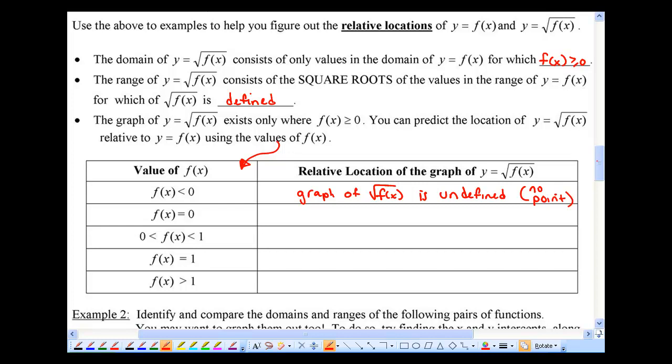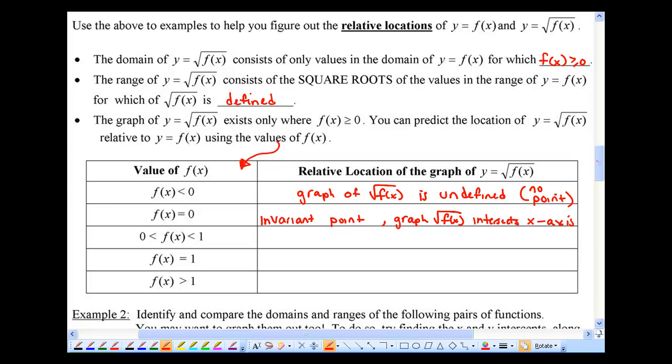When it's equal to 0, well, the square root of 0 is still 0. This is an invariant point, of course. So I'll say invariant point. And notice the graph of f of x really just intersects at the x-axis because the f of x value is 0. The graph of root f of x intersects the x-axis since the f of x value, or the y value, equals 0.